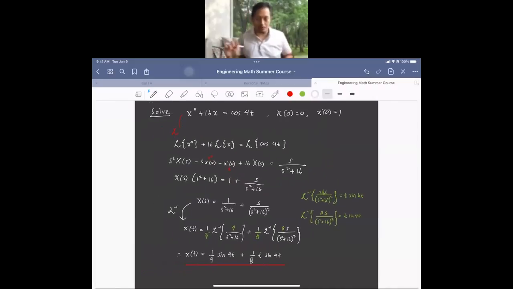Okay, let me just give you time for writing. Because after this, we move to another additional operational property. The next section is the convolution.